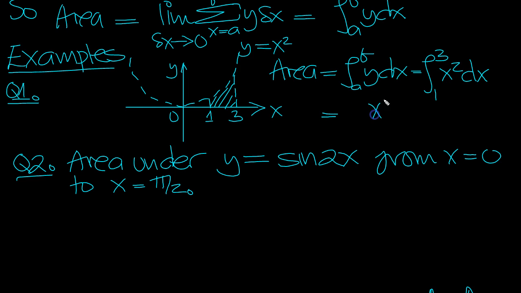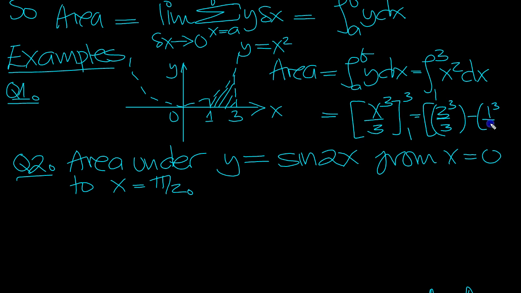So integrate that as x cubed over 3 between 3 and 1, which is top value, over 3, take away bottom value, over 3. And then when we tap that in the calculator, this is 27 over 3, this is 1 over 3, so we end up with 26 over 3.